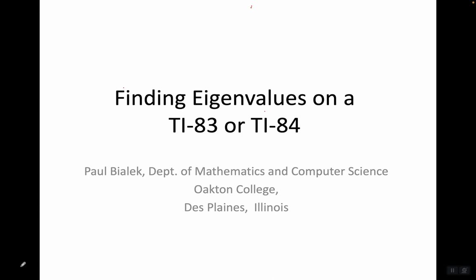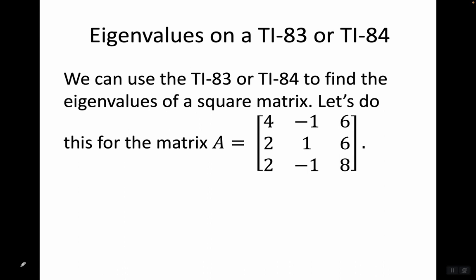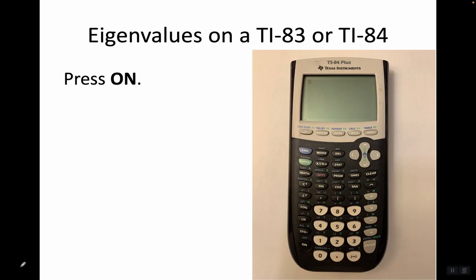Let's talk about finding eigenvalues on a TI-83 or TI-84. We can use the TI-83 or TI-84 to find the eigenvalues of a square matrix. Let's do this for the matrix A equals 4, -1, 6, 2, 1, 6, 2, -1, 8. Press on. You could probably figure that one out.